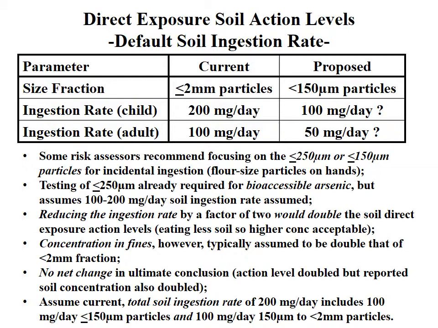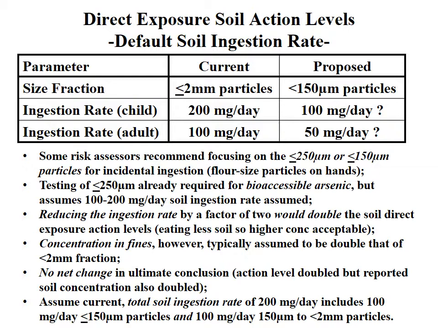So again, the problem here is that reducing the ingestion rate by a factor of 2 would double the soil direct exposure action levels, since we're ingesting less soil, we're eating less soil, so a higher concentration is acceptable in the soil. But the concentration of the contaminant in fines, however, is typically assumed to be double that of the less than 2 millimeter fraction. So you hear us talking about that in our multi-increment sampling webinars and problems with discrete samples. You shake the jar, try to homogenize it. The fines go down to the bottom, and the fines tend to be where most of the contaminants are.